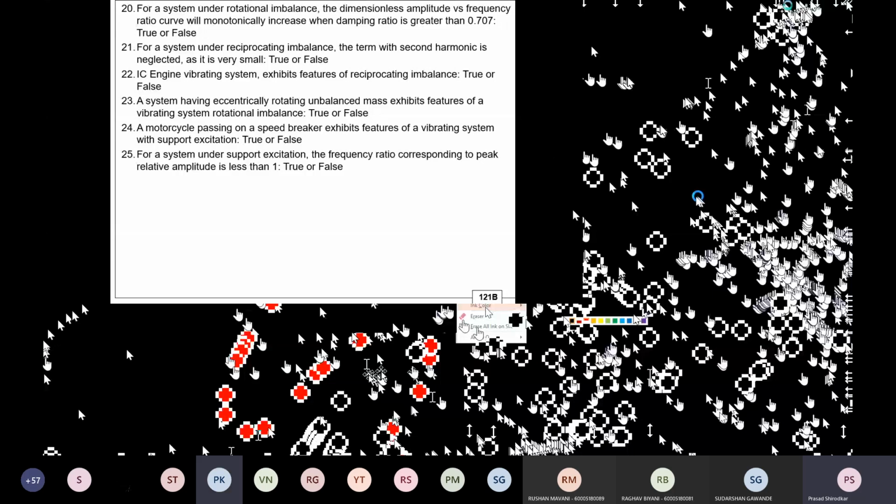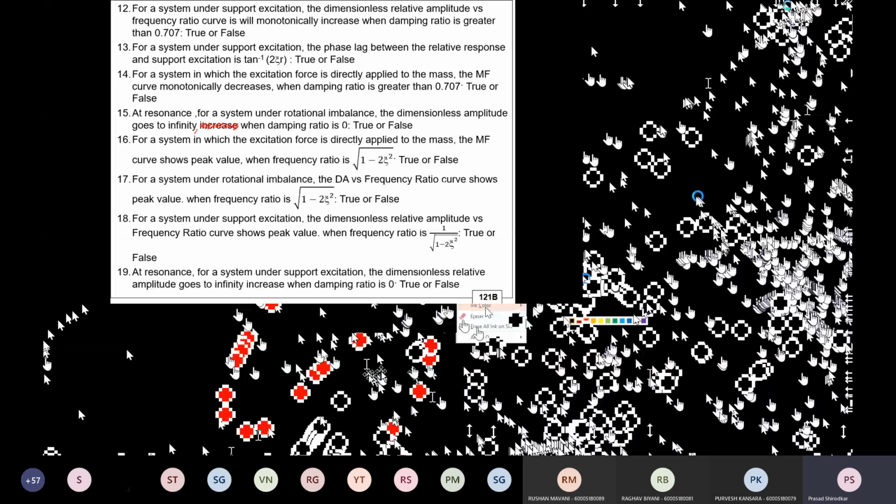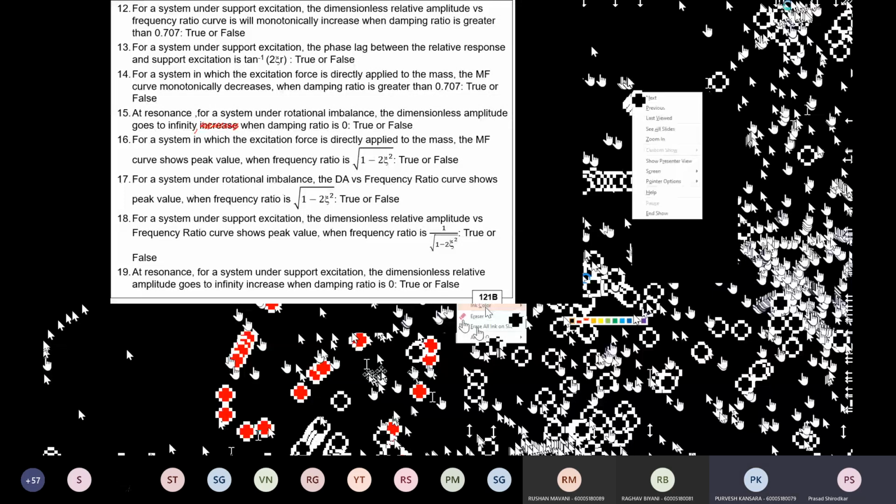For the 15th one, what should be the answer? Is it true or is it false? You should be able to see it in the preview, right? What do you see? Yes, sir. I have marked true, but I didn't understand why it's false. Which one? 15th one. At resonance for a system under rotational imbalance, the dimensionless amplitude goes to infinity and damping ratio is 0. True or false? So it should be true, right? But it's marked false as the right answer in the quiz.